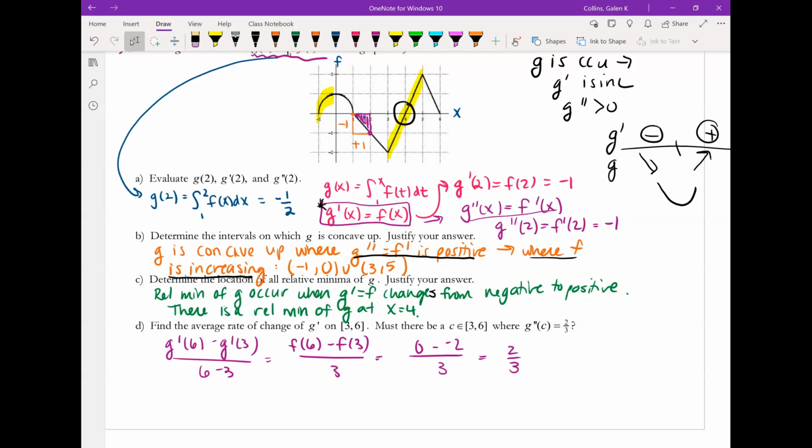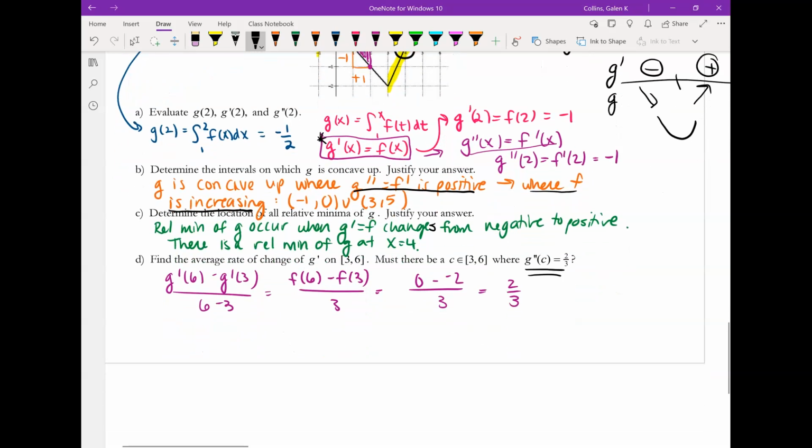Must there be a c on the closed interval 3 to 6 where g double prime of c is 2/3? So if we've established that the average rate of change of g prime is 2/3, and we're asked about the derivative of g prime, this is hinting at an MVT problem. So let's remember the hypothesis of the MVT. If we're using it on the function g prime, the hypothesis would tell us that g prime must be continuous on the closed interval 3 to 6 and must be differentiable on the open interval from 3 to 6.